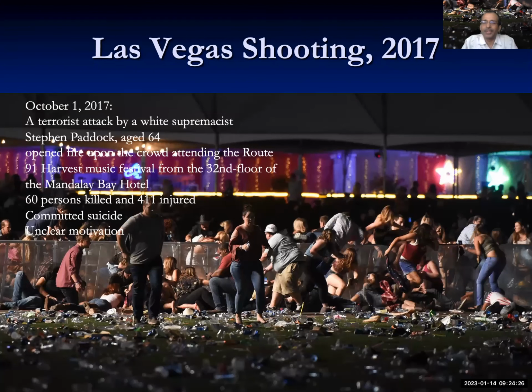Next, the Las Vegas shooting in 2017. It was a country music festival, and there was a terrorist attack by another person, a 68-year-old white supremacist. I'm not naming him again. It was the 91 Harvest Music Festival, and he was residing on the 32nd floor of the Mandalay Bay Hotel. 60 people were killed and 411 were injured. It was the largest single-person mass shooting in US history. Such a terrible incident, and some Canadian and other country nationals were also victims. The motivation of this incident is unknown till now.